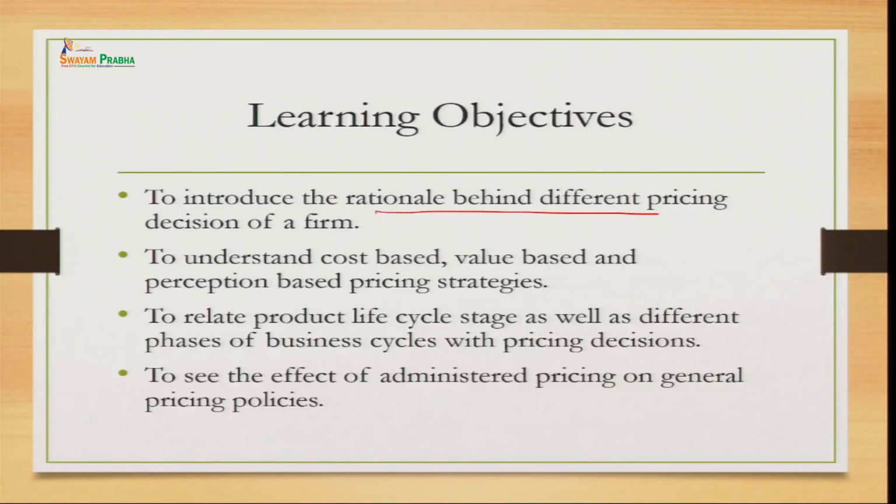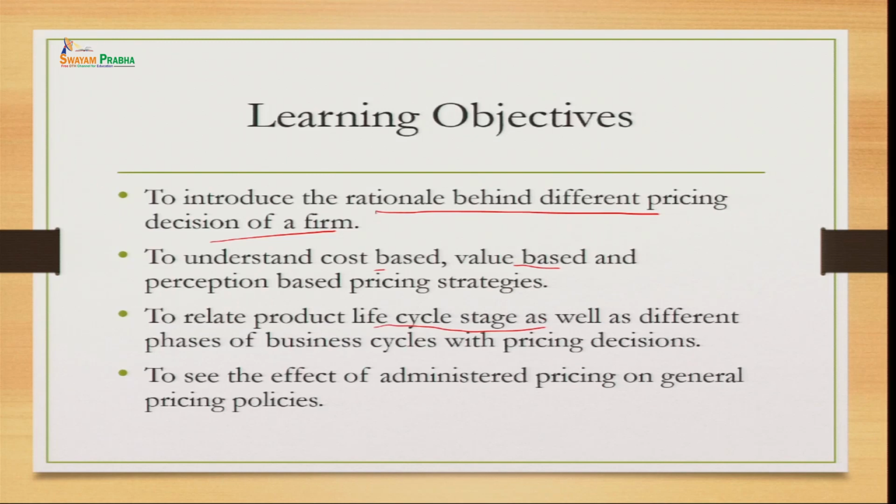So, here the introduction of this topic is about the rationale behind the different pricing decisions taken by the firm, and you will also be able to understand pricing based on different categories, that is cost based pricing, value based pricing, perception based pricing. So, there are different kinds of pricing strategies based on different categories that we are going to explore. Then you will also be able to relate the product life stage as well as the different phases of the business cycle with pricing decisions.